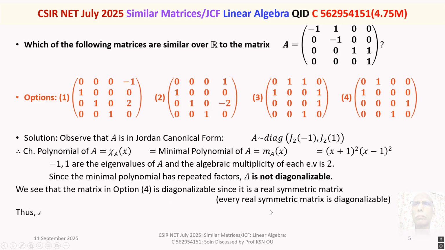Therefore, they are not similar. So, the given matrix A and the matrix in option 4 are not similar. Therefore, option 4 is not true. Option 4 is not true means the matrix given in option 4 is not similar to the given matrix A. Right. We continue.